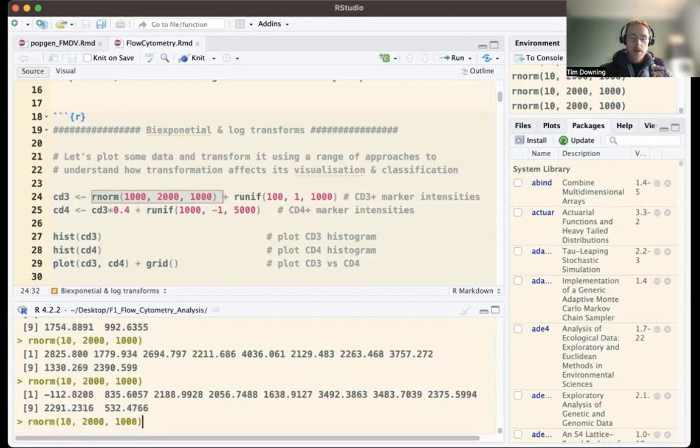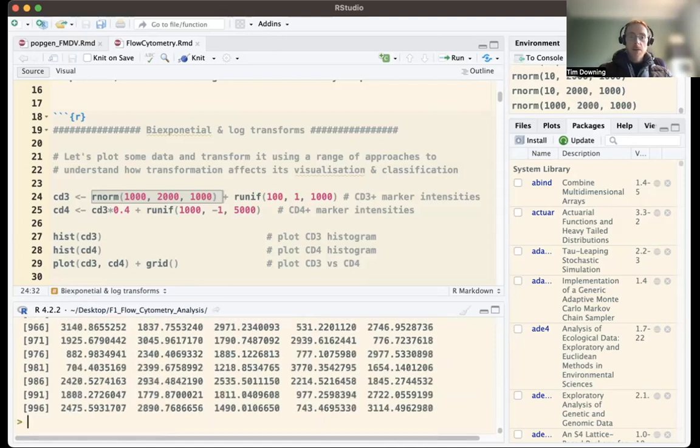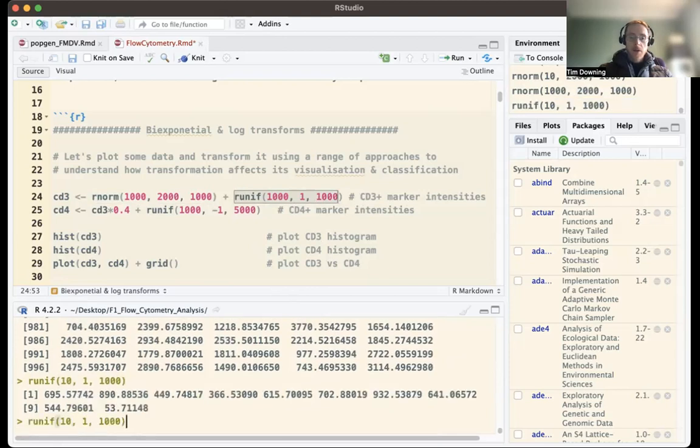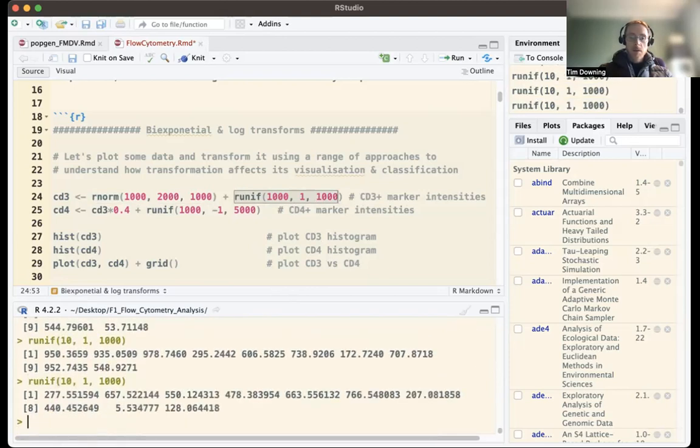So we're just going to do that for 1,000 values, and we're going to add on to these 1,000 values the runif function. We generate some values that correspond to this range here. So if we look at how that is, we're looking at values within a range of 1 to 1,000 there. So if we look at these values again, they're in that range, and each time we do this, they will change.